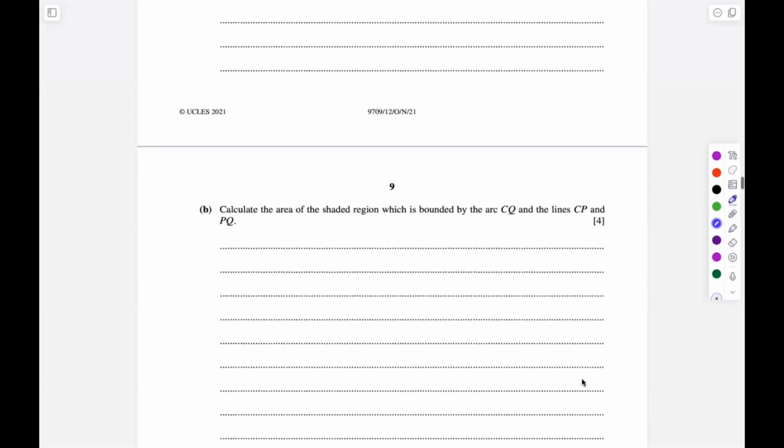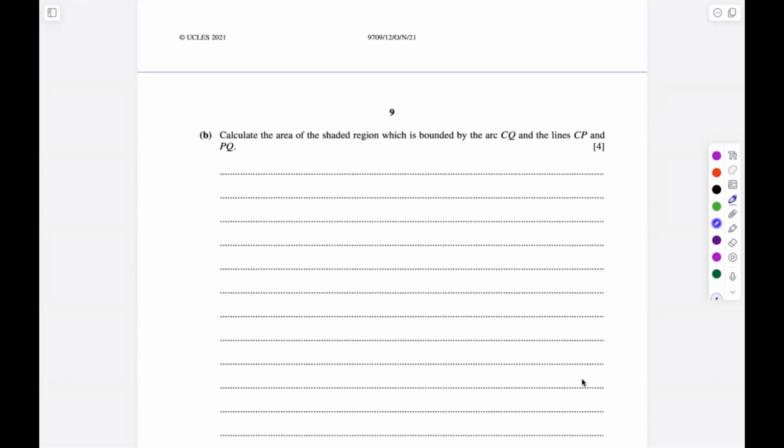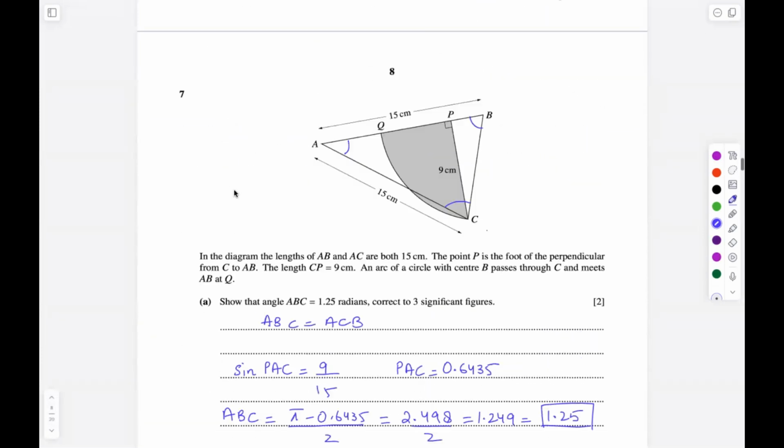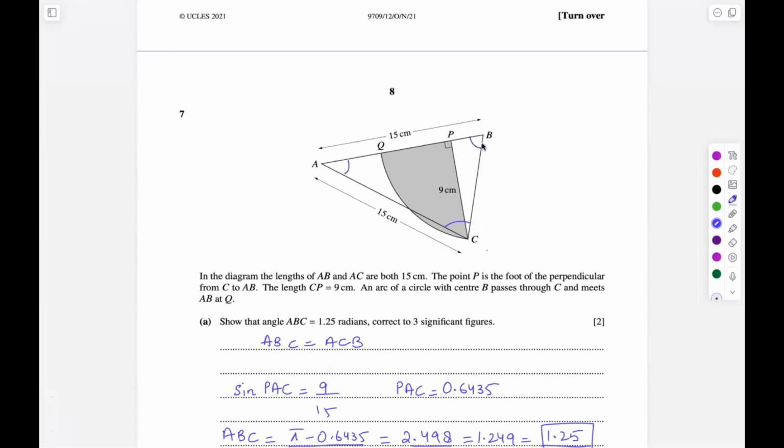In part b, we have to calculate the area of the shaded region which is bounded by the arc CQ and the lines CP and PQ. Now to find the area of the shaded region, first we can find the area of the sector BQC. Then we can find the area of the triangle PBC and then subtract the two areas. Now to find the area of the sector, we need the length of BC, which will be the radius. As this angle is 1.25 and this is a right angle, we can find the length of BC by using opposite over hypotenuse, sine, again.